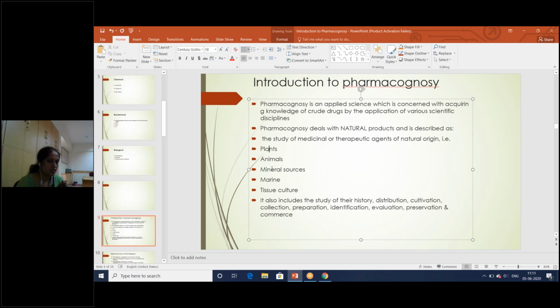The third question is, what might be the third question? Evaluation parameters. What are the evaluation parameters? That is morphological, microscopical, chemical, biochemical, biological. Right?